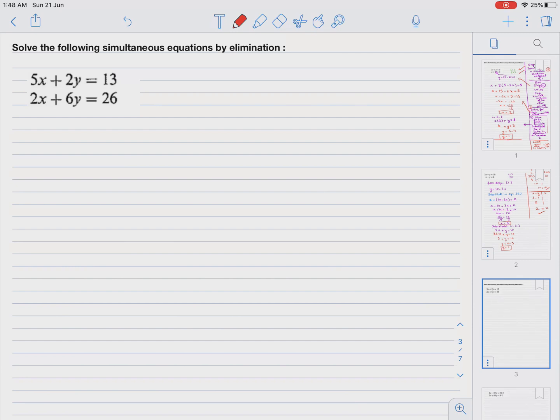And in the second equation I have the coefficient of x is 2 and the coefficient of y is 6. So the 5 and 2, they are not the same. 2 and 6, they are not the same. So what can I do?